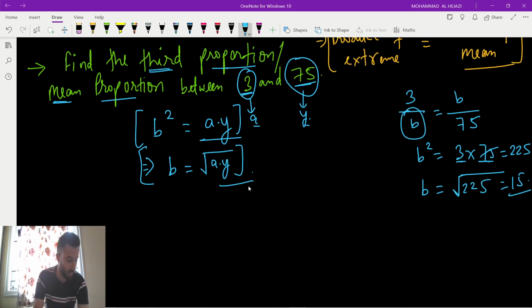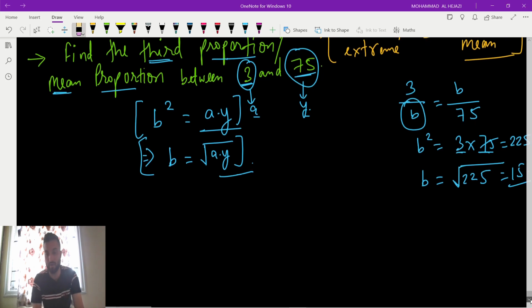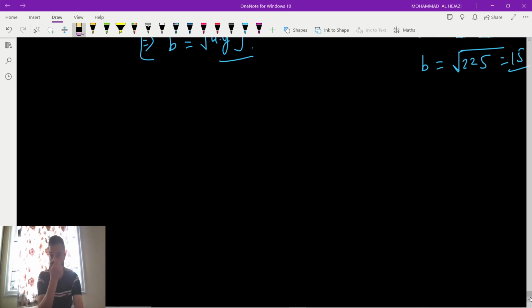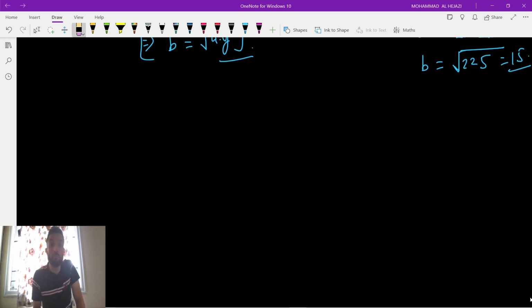Okay. Now I see there are many properties of proportions. Okay, there are the properties of the proportion. What are the properties? Invertendo, alternando, componendo, dividendo, componendo and dividendo, addendo, subtrahendo, right?